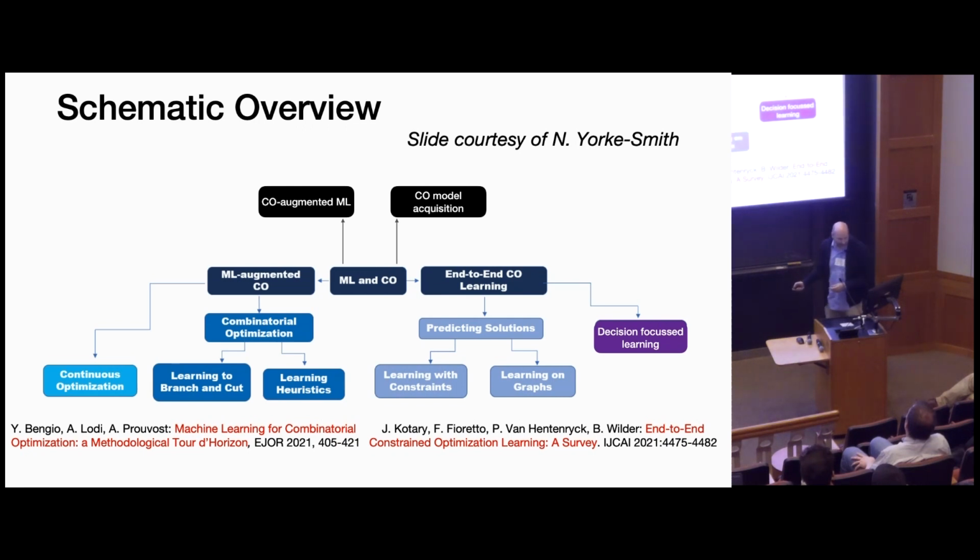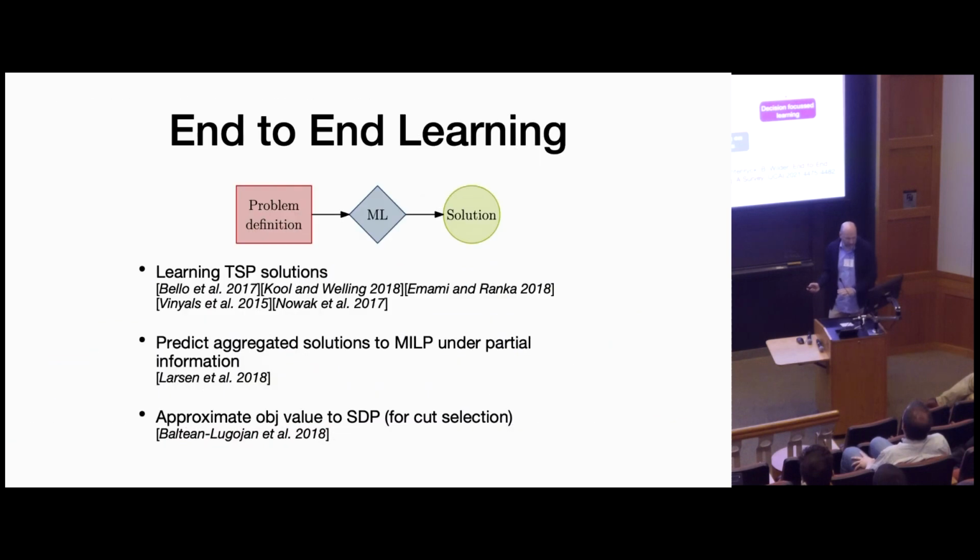There are two surveys, recent but not too recent, about the use of machine learning for combinatorial optimization: one by myself, Yoshua Bengio, and one of our students, Antoine Prouvost. And more recently, more or less at the same time, a nice survey about what is called end-to-end learning, which I will introduce in a second.